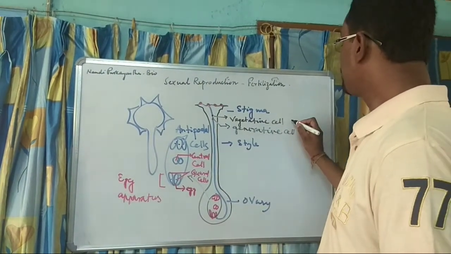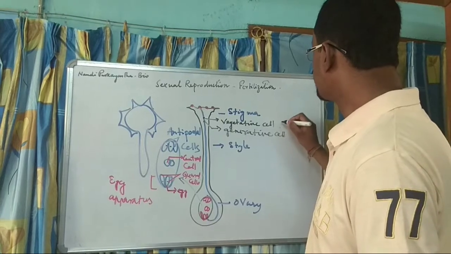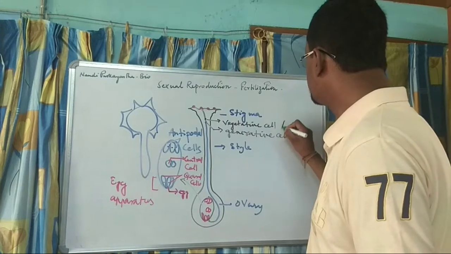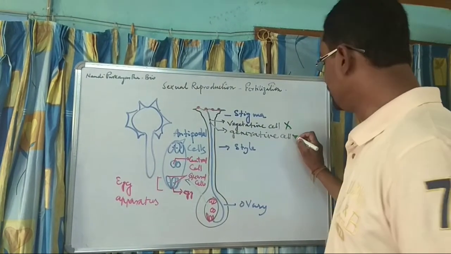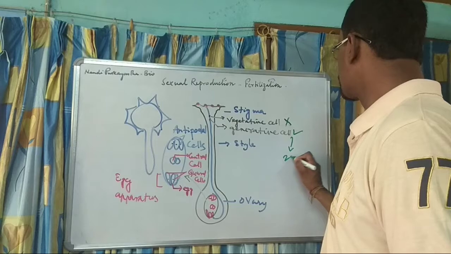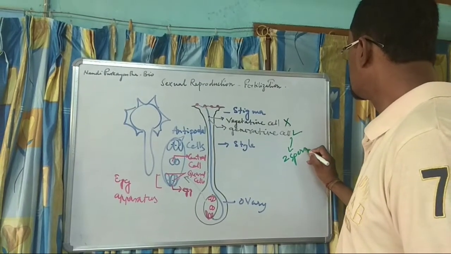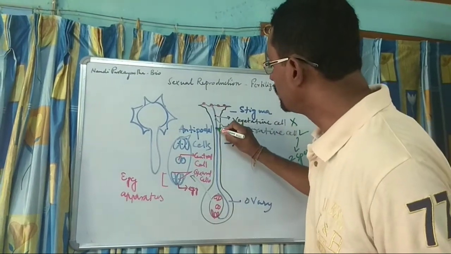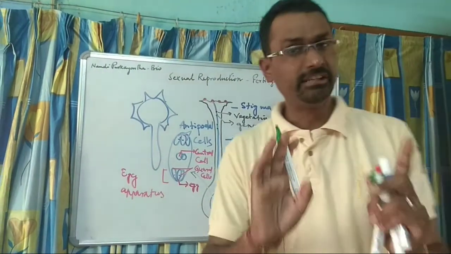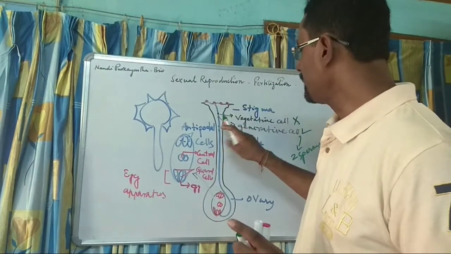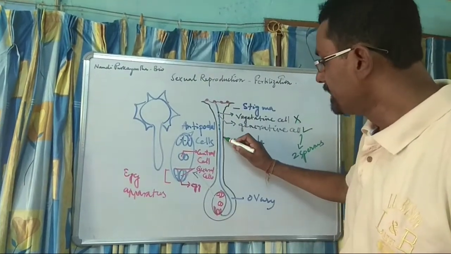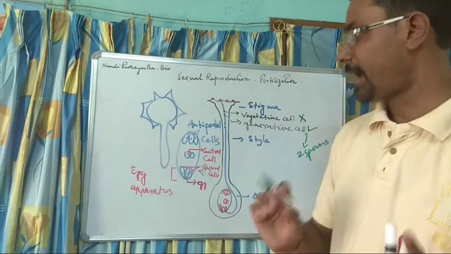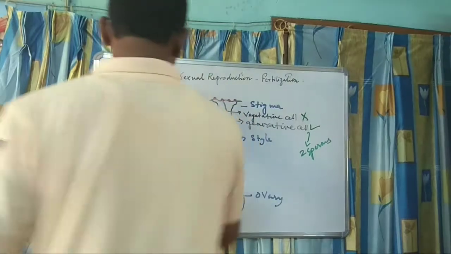Now, this vegetative cell doesn't remain. It dries up. The generative cell leads to the formation of what? Two sperms. Is it clear to you? Now, what remains? Only two sperms remain. I'm showing you in green. So this one is not there. The generative cell produces two sperms. These two sperms come. Try to get my point. I'm rubbing out this portion.